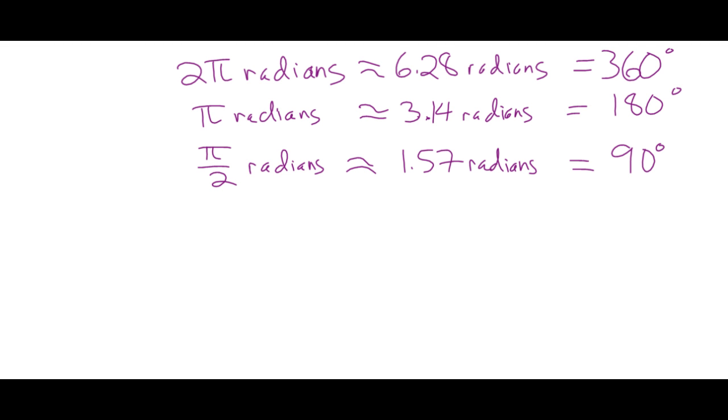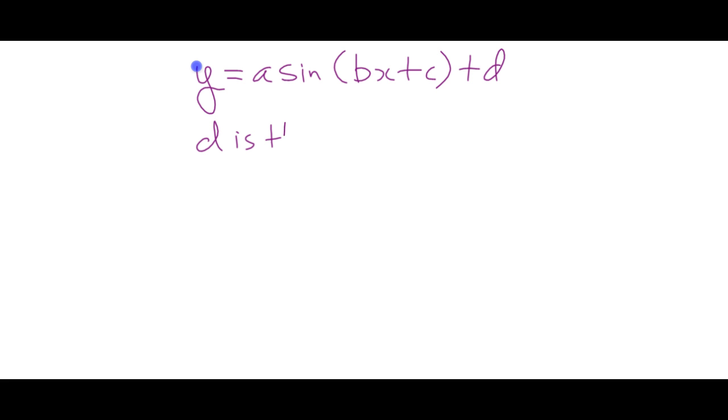Okay, so let's go back here. Here's what we're looking at: y is equal to a sine bx plus c, plus d. And we can say that d is the midline or median. You can call it the midline, you can call it the median. Don't call it the center. That's for circles. It doesn't have a center. It's got a middle or a midline.